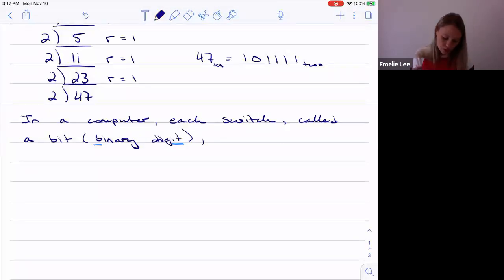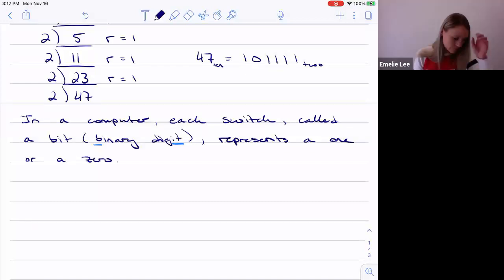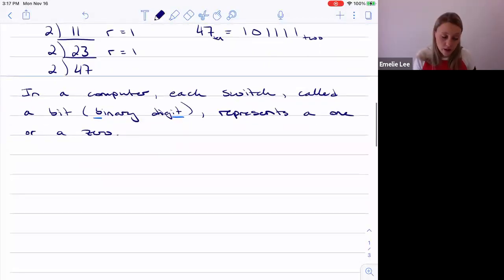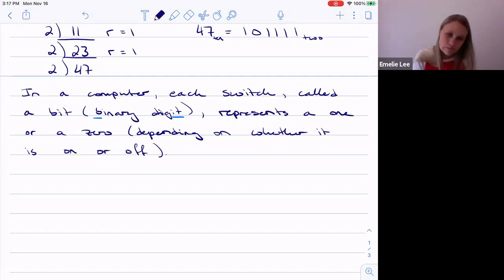So in a computer, each switch, which is called a bit, represents a 1 or a 0, depending on whether it is on or off. Man, this is a run-on sentence. End of super weird sentence.